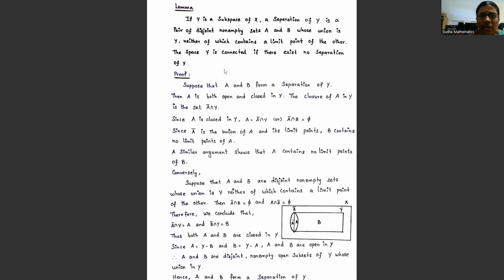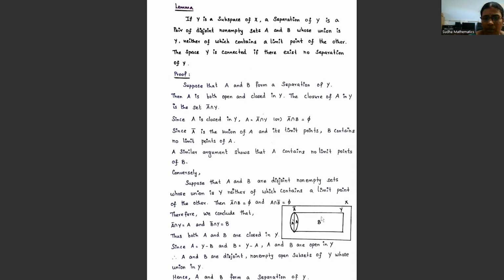Then by definition, A is both open and closed in Y. Even from the previous remark, it is very much clear that A is both open and closed in Y. Now the closure of A in Y is the set A bar intersection Y, where A bar is the closure of A in X. Since A is closed in Y, A bar intersection Y is A itself. This implies A bar intersection B is empty. This is very much clear from the definition.